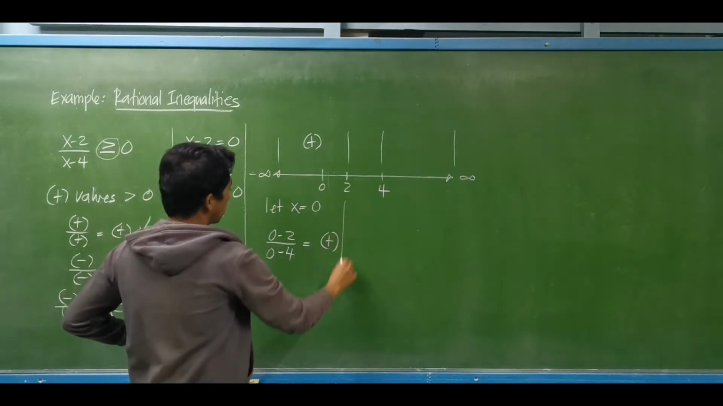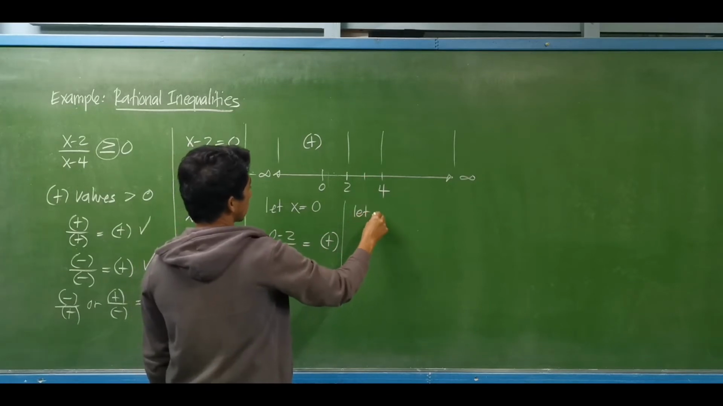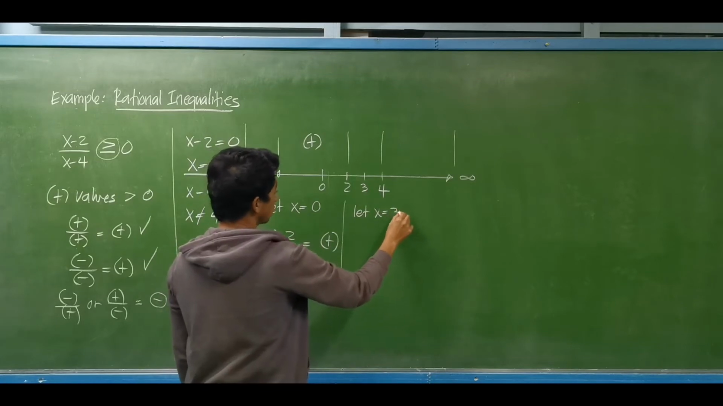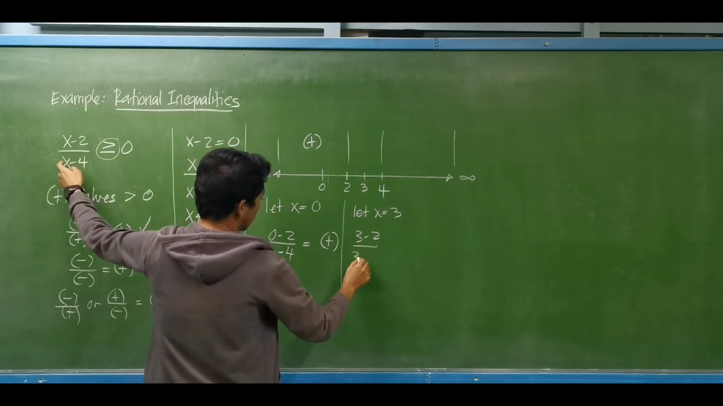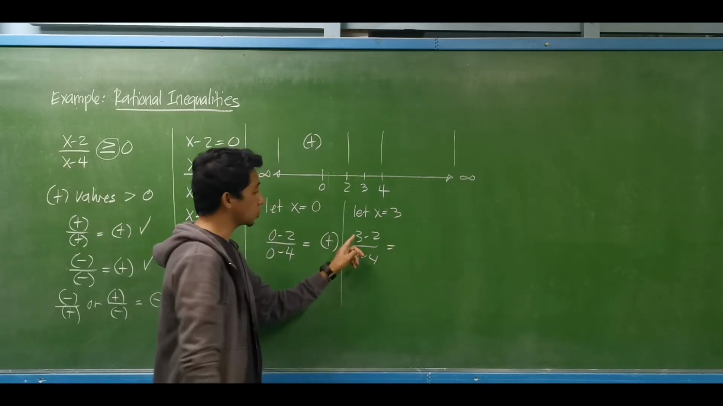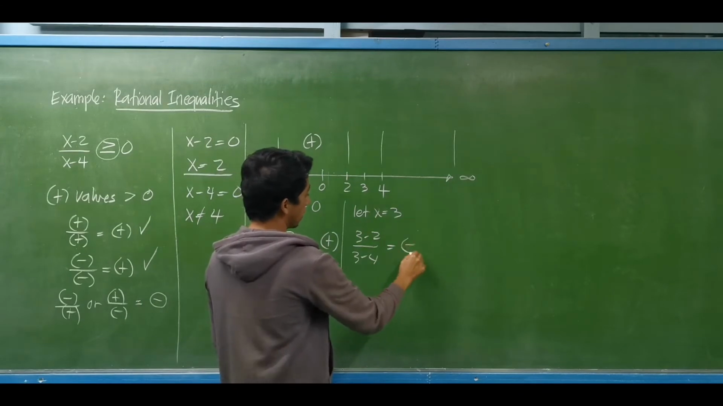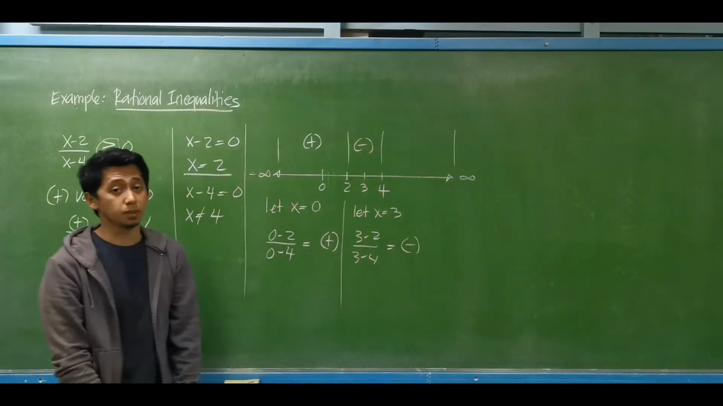Then we have the next interval, between 2 and 4. Let x = 3. It's the same as (3 - 2)/(3 - 4). So 3 - 2 is positive 1, and 3 - 4 is negative 1. This will give a negative quotient. So this interval gives a negative quotient.